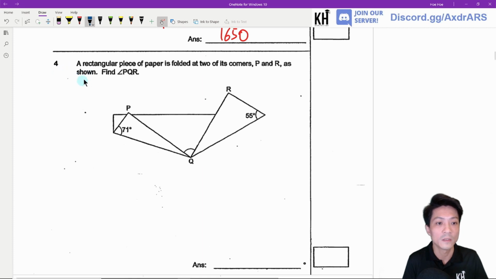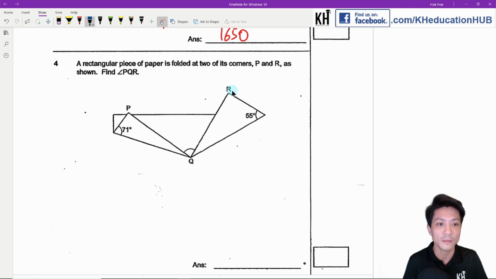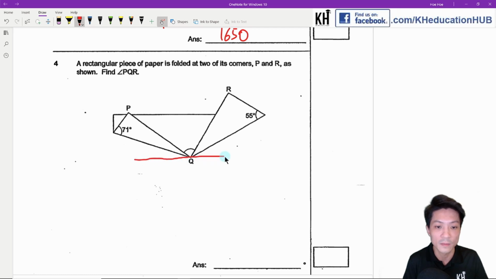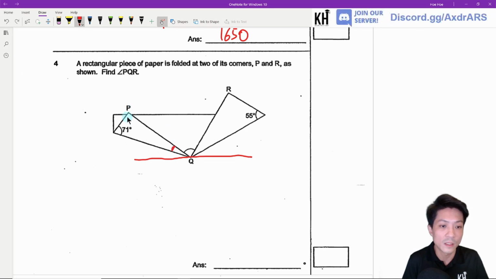Okay, question 4. A rectangular piece of paper is folded at 2 of its corners, P and R, as shown. So find angle PQR. Okay, so the first thing we need to realize is if you unfold the P and R, this part used to be a straight line. Okay, I'm going to find this angle over here first. Okay, this is a 90 degree.